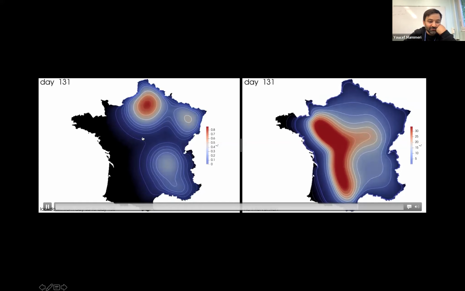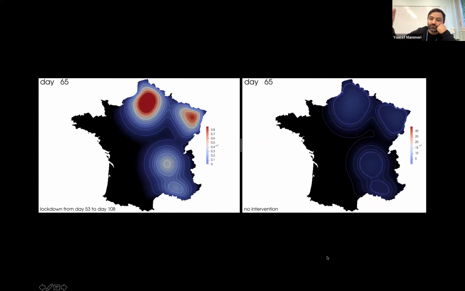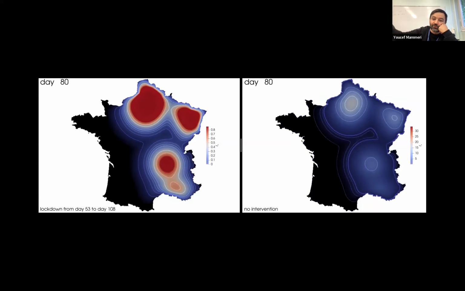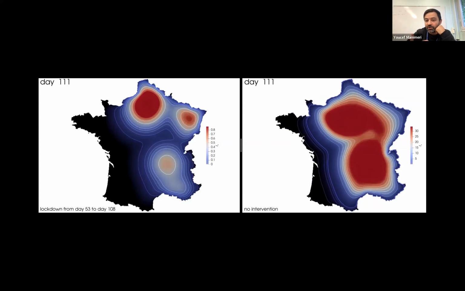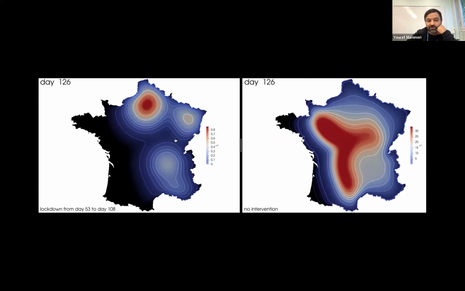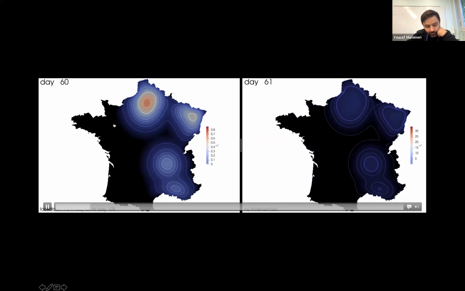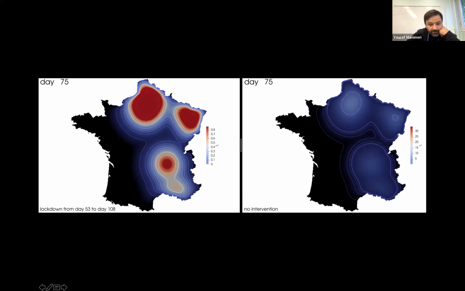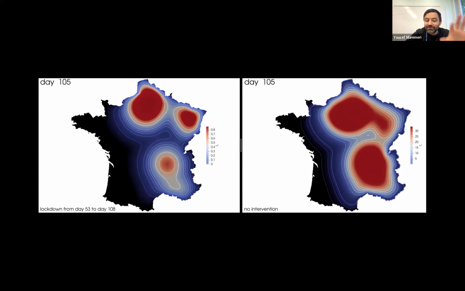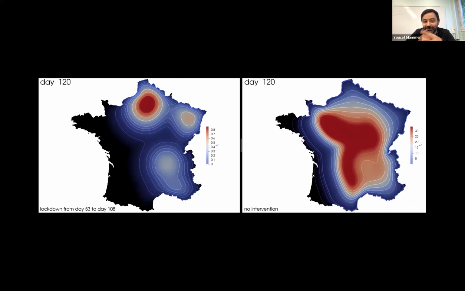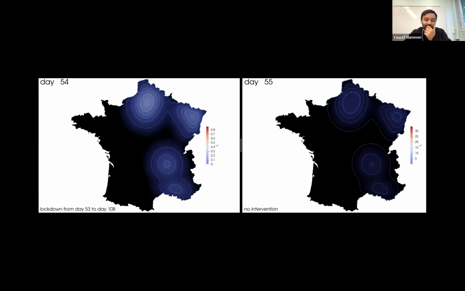On the left is with the lockdown, on the right if nothing was done. Just to see the spatial distribution of the infection. Here, because we made a lockdown, the infection doesn't go to the western part. So I did this during the lockdown in France. I wanted to do this before they stopped the lockdown.